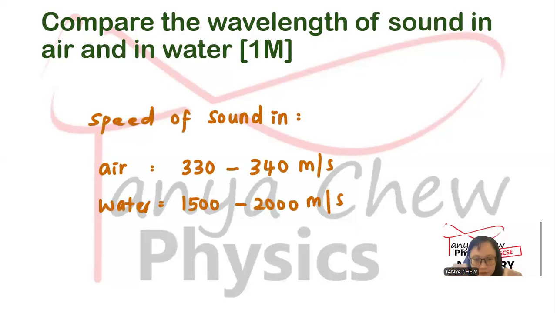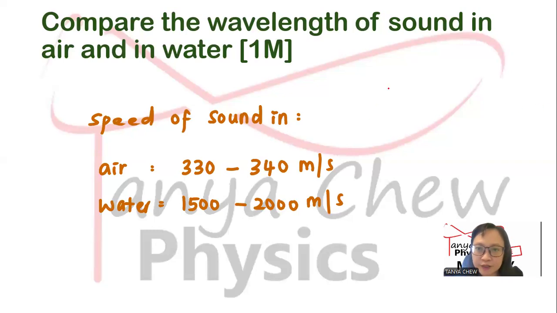This is the speed of sound in air. The range of the speed of sound in air is about 330 meters per second to 340 meters per second, whereas the speed of sound in water is about 1,500 meters per second to 2,000 meters per second. So what to do with the speed and the wavelength? Now apply the equation of wave.